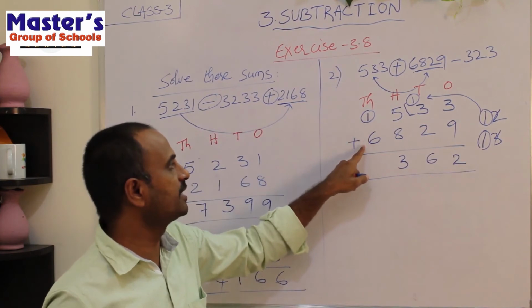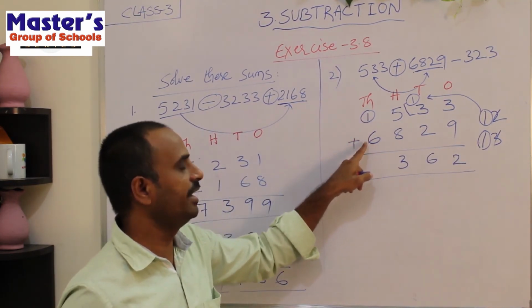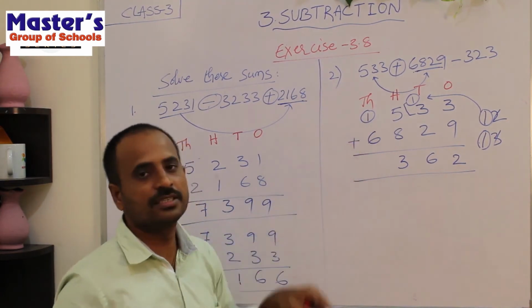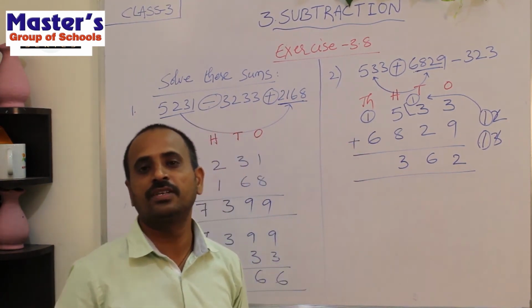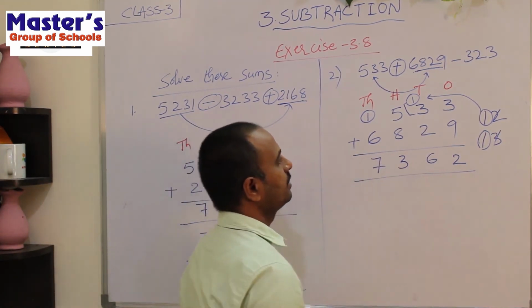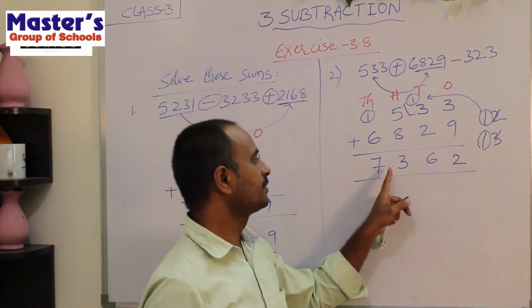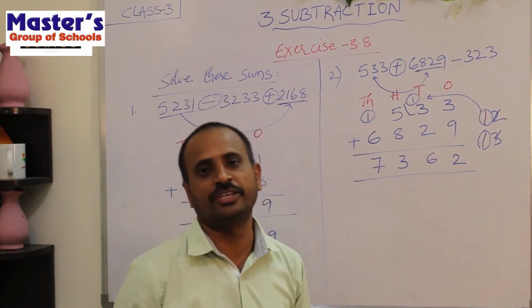Here 2 digits are present under thousands place, that is 1 and 6. Now add 1 and 6. If we add 1 to 6, we will get its next number. What is the next number after 6? After 6 we will get 7. So write 7 here. So children, the sum is 7362. So now we have to do subtraction.